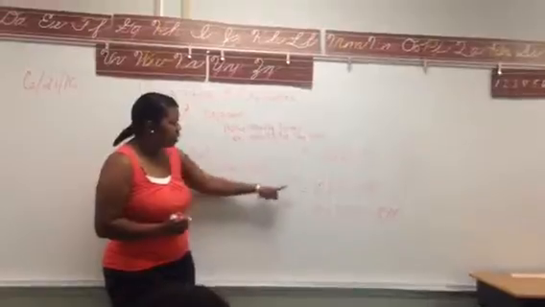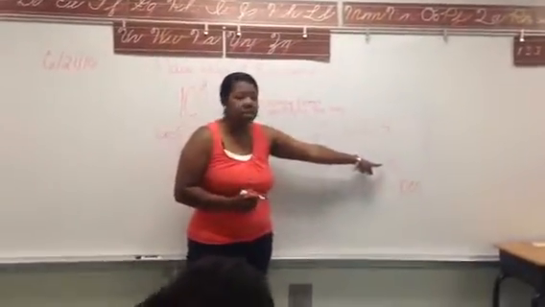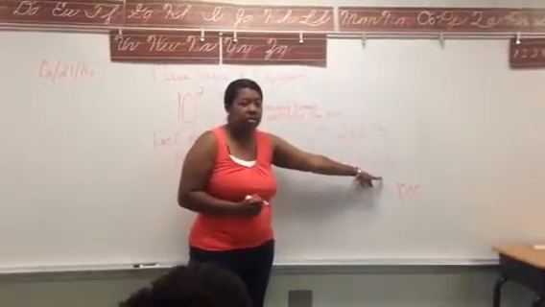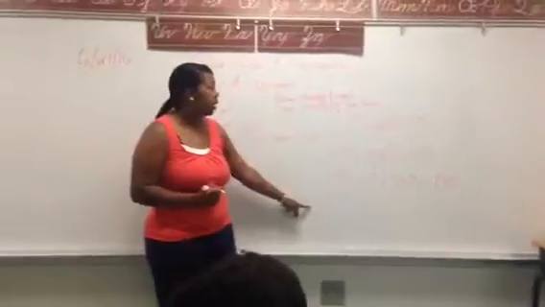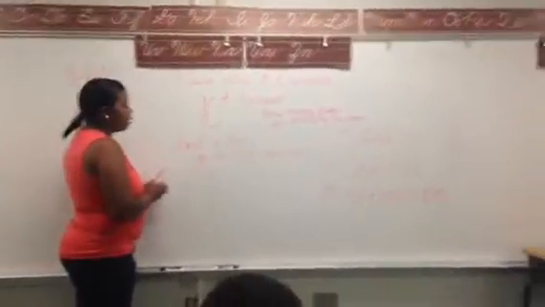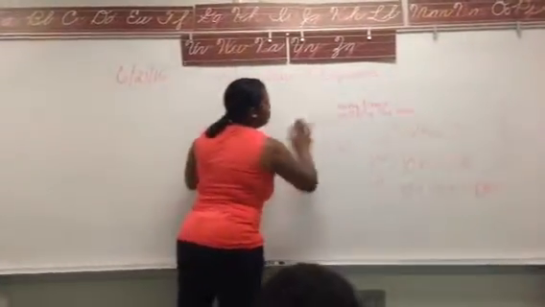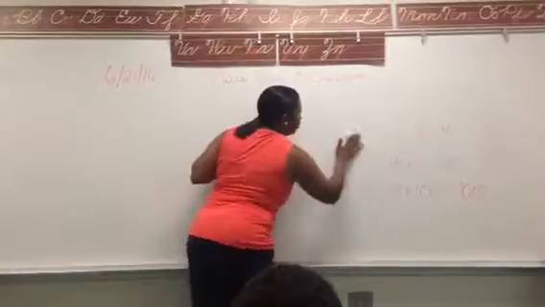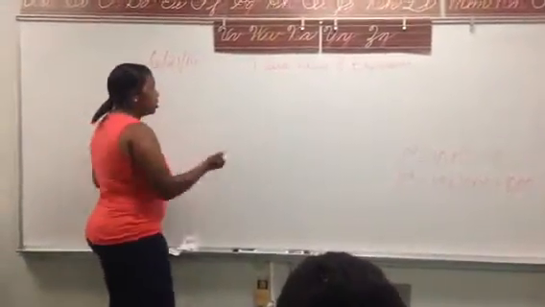Now thinking about this, look here. How many zeros were here? 2. 1, 2. How many zeros in my product? There were 2. Are we seeing a pattern here? Yes. Okay, so when I'm doing powers of 10 with exponents, I'm thinking about powers of 10.